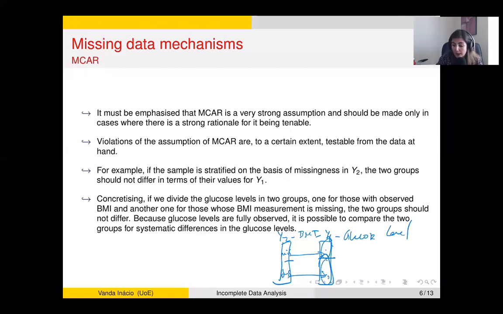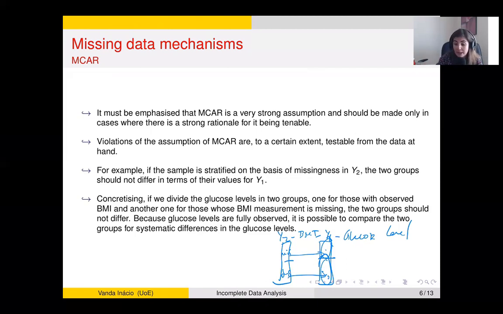So when I look at the distribution of the glucose levels for those individuals who have their BMI measured and the distribution of the glucose levels for those individuals whose BMI is missing, those two distributions should be similar, because if they are not similar, this is telling me that the probability of a BMI being missing is somehow related to the glucose levels, and so we can no longer say that it's the same for all individuals, and that it is completely unrelated to what we observe.